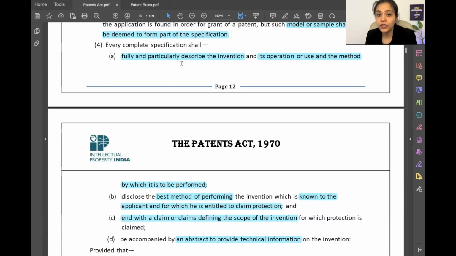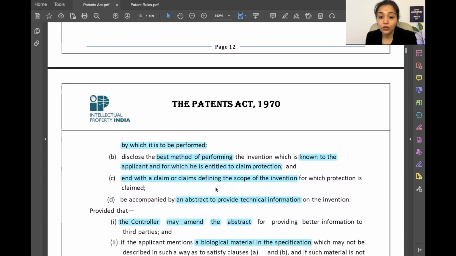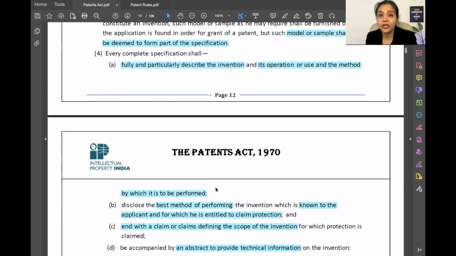So the first term is fully and particularly describe the invention. This we call the written description requirement. So the question may come, where is the written description requirement in our Act? The answer is 4A. Now it has operation or use and method by which it has to be performed. So what does this indicate? It indicates that you are enabling a person to perform your invention. When you are enabling a person to perform your invention, it is called the enablement requirement. So that is also in 4A.